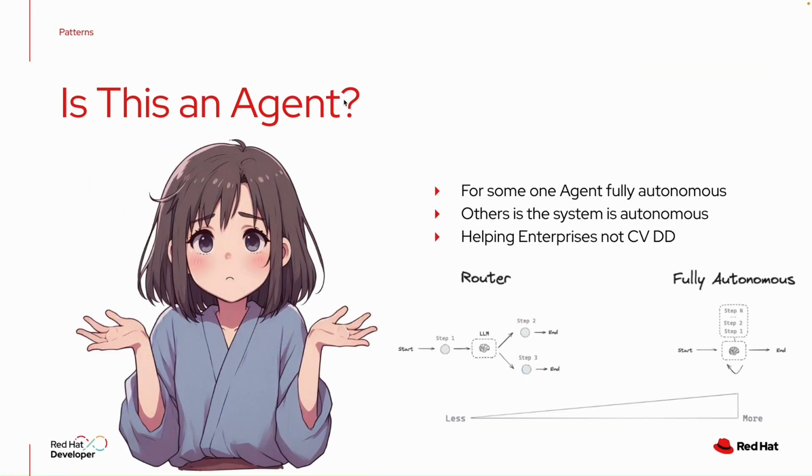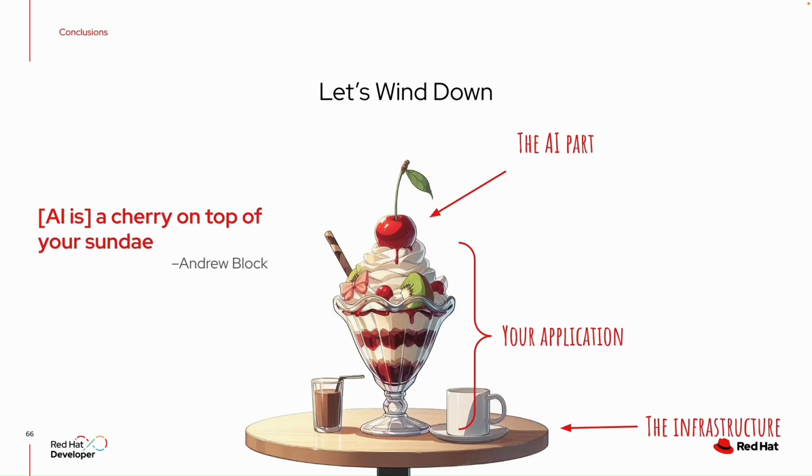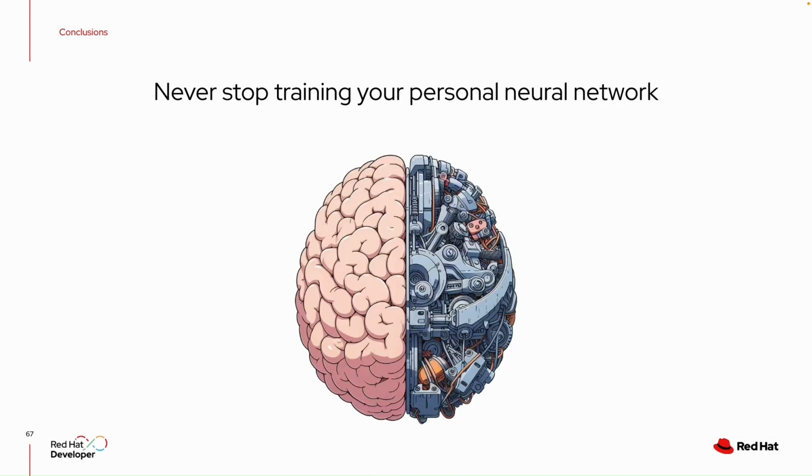Basically, some people ask if this is an agent or not. The agent should be only one AI service that does everything. Otherwise, what needs to be autonomous is the whole system. My point here is that please just do what your enterprise, your corporation needs. Basically, AI is just the cherry on top of your sundae.